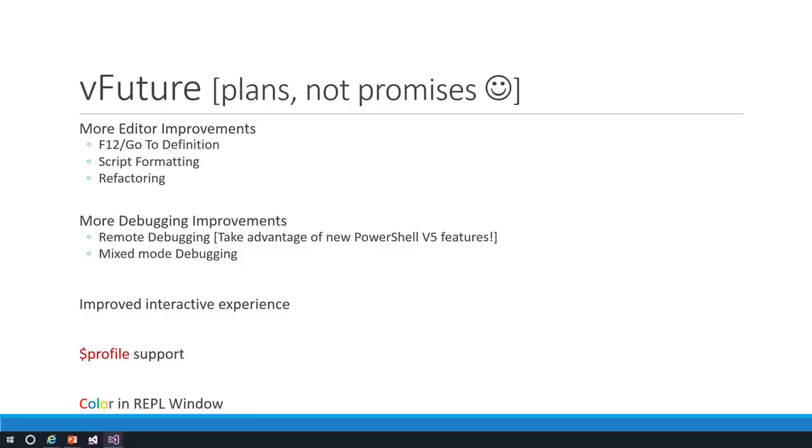We also have on the backlog an improved interactive experience, so that we can match the PowerShell ISE and PowerShell console. Things like profile support and color in the REPL window, because I really want to be able to use PoshKit within Visual Studio.